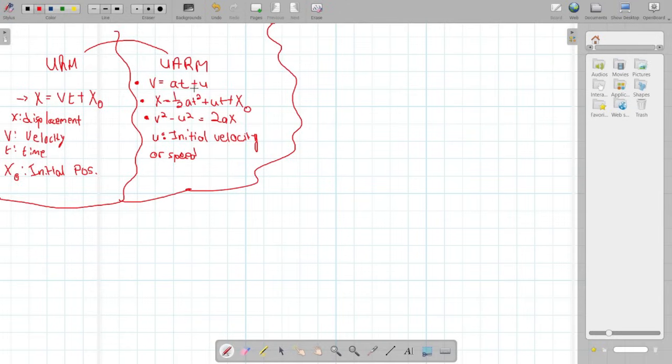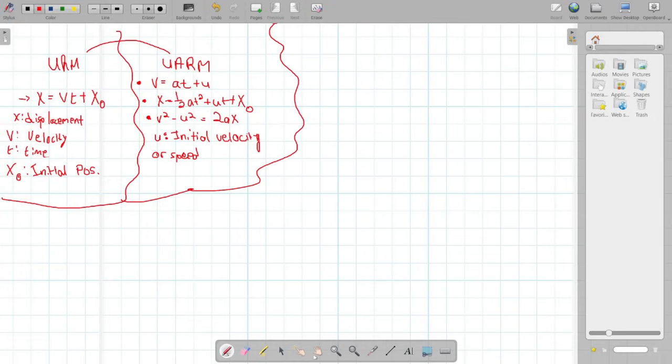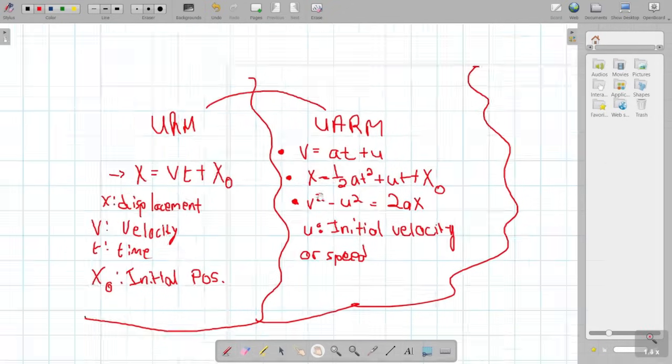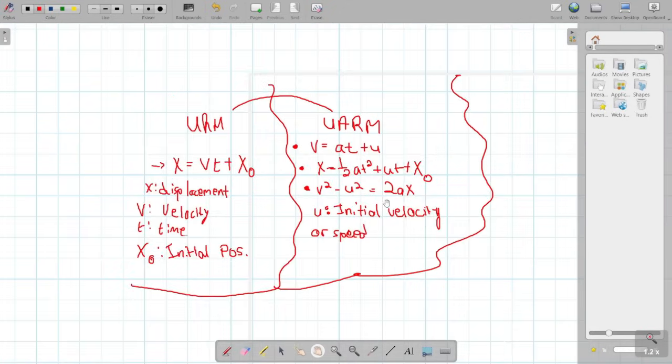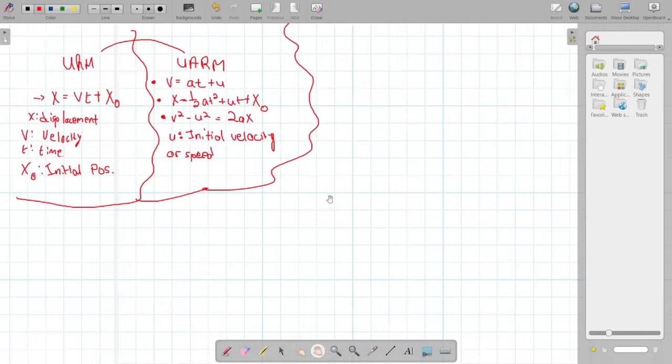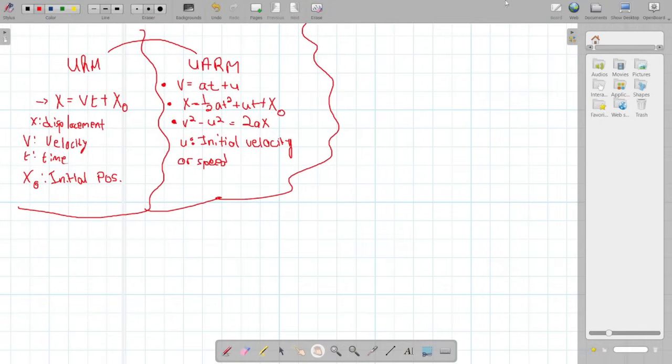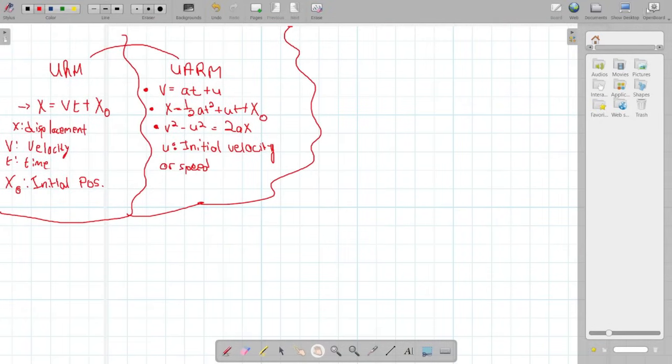UARM, you have v equals at plus u. You have x equals half at squared plus ut plus x node. You have v squared minus u squared equals 2ax. It's the same letters. It's just that u is the initial velocity or the initial speed, whatever you want to call it. You can take a screenshot of it if you want to zoom in. If you want to take a screenshot of these, take a screenshot. But yeah, these are the formulas. Everybody knows them. I think you guys remember them. Let's just start solving.